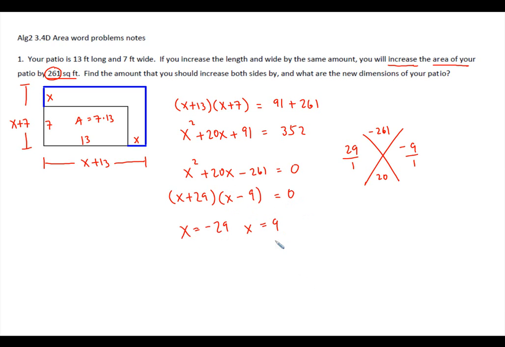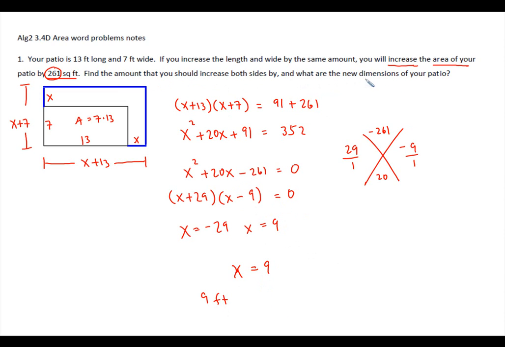Now we need to take a look at our question. It says find the amount that you should increase both sides by. So we're trying to find x. What does x represent in this problem? x represents how long this piece is that we added to the length and the width. Now, a length cannot be negative, so this negative 29 does not make sense. You wouldn't want to count this answer. So we know the correct answer is going to be 9. We're adding 9 feet to both sides. So we're increasing both sides by 9 feet.